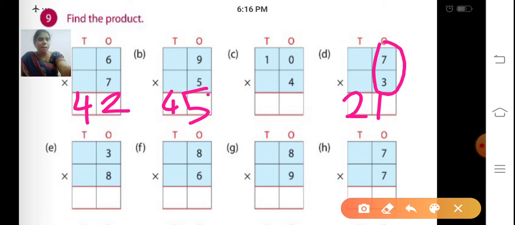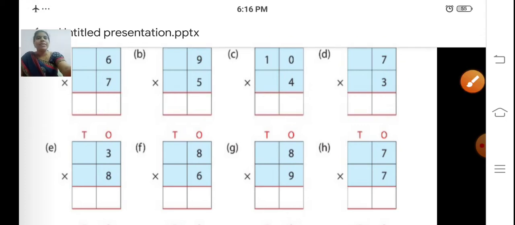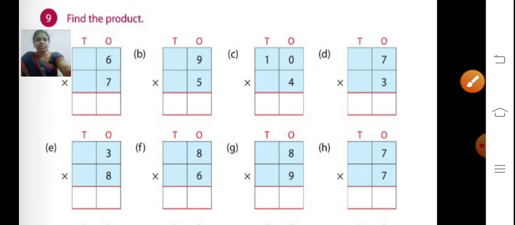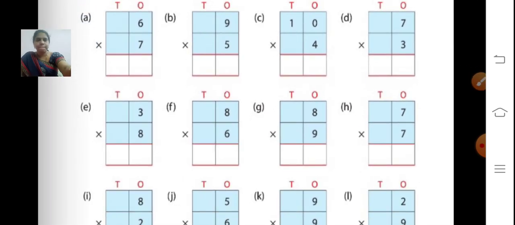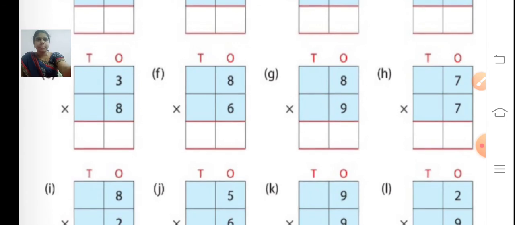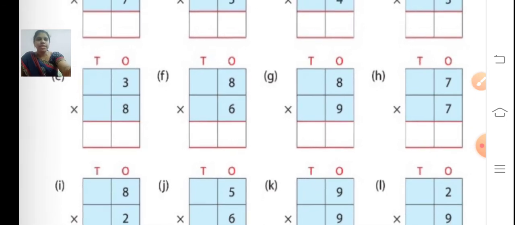10 4s are 40. Now 7 3s are 21. Now let's move on to the next one, E sum. Now we are going to do E sum.